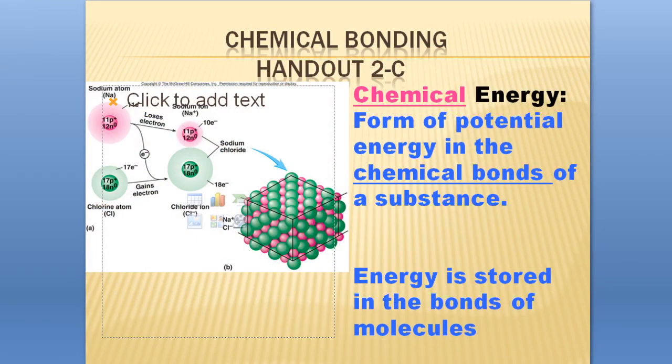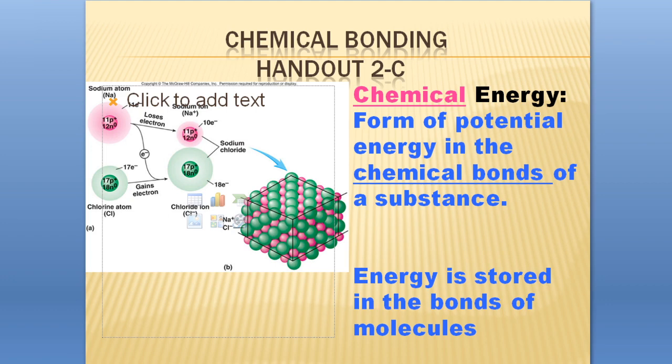Now, if we go to slide 4 of the handout, you're going to see chemical bonding, and it says we have handout 2C, which we're going to get to in just a second here. But the slide is going to show us that when we form a chemical bond, we actually create a molecule that contains energy. The chemical bond is going to store energy. And so there it says chemical energy is a form of potential energy in a chemical bond of a substance. So that bond holds energy.